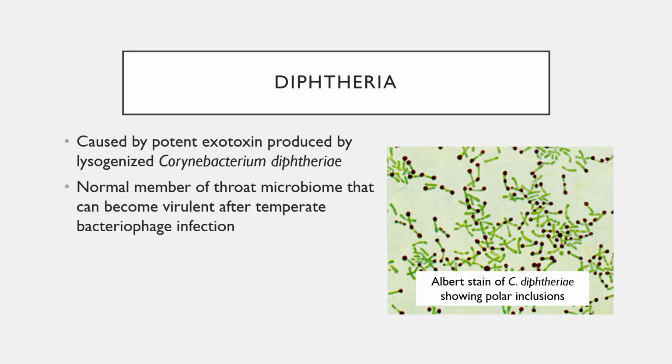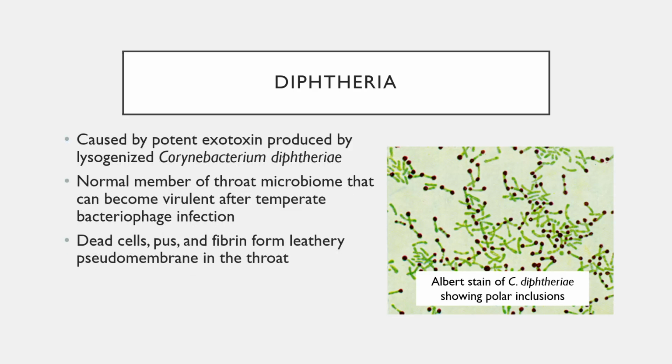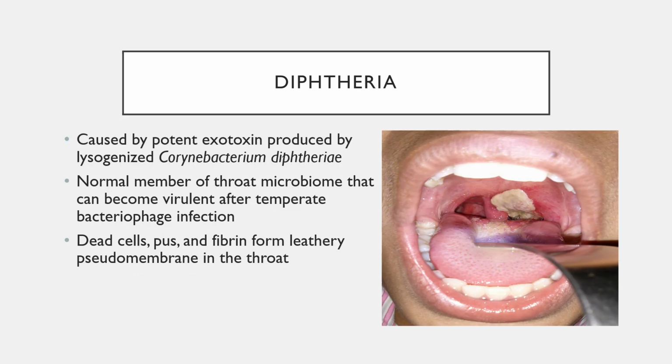The hallmark sign of diphtheria is a combination of dead cells, pus, and fibrin forming this leathery gray material called a pseudomembrane in the back of the throat. And that's what you see in this image right here. So the exotoxin produced by these bacteria is extremely potent. It will kill the cells in the mucous membrane of your throat, and then those cells sort of merge with this inflammatory pus that's been produced in your fibrin connective tissue to form this material, this pseudomembrane.